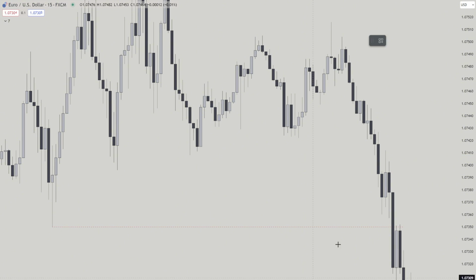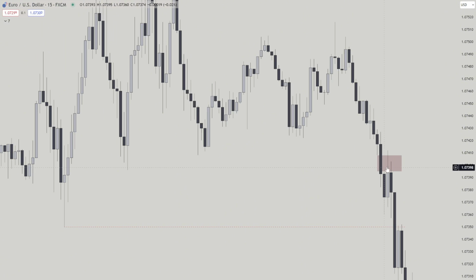What happened, and I'll share a picture with you, or a screenshot, is that I said price is going to come here and go lower. And that's exactly what happened. Now, in different situations, again, this is not going to be valid, and I'll explain why.